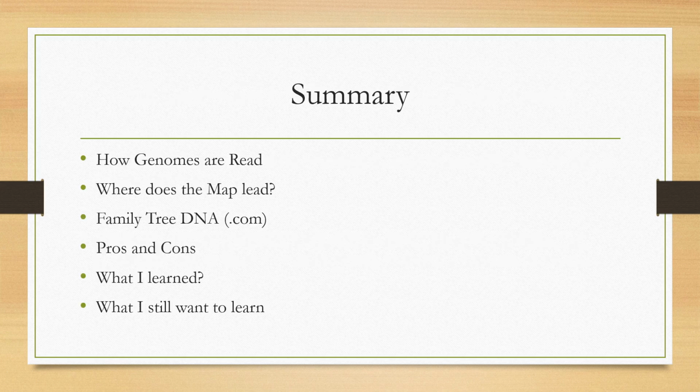In conclusion, we went over how DNA is read to create genome maps, and we went over why that is important, because it makes us who we are. Then we went over one of the direct-to-consumer personal genomics companies, FamilyTreeDNA.com, and some of the pros and cons of the DTC model. Finally, I talked about my experience with this class and project, and a little of what I still have questions about.